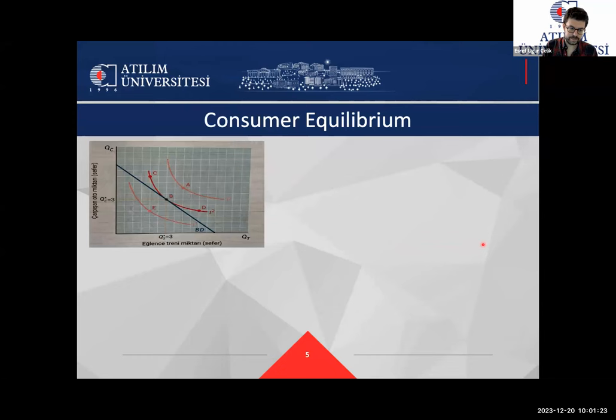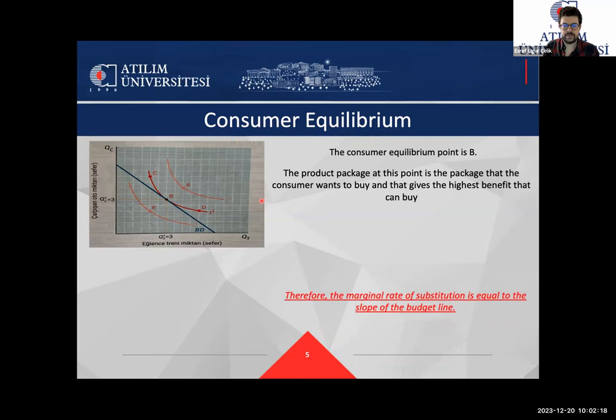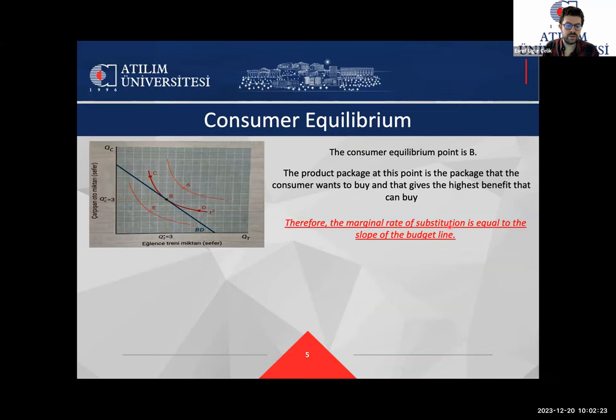In the previous slides, I said we choose A. But in real life, the budget restriction is there. This is the budget line. That budget line is drawn using that equation. So which points can you select? The tangent point of the budget line and the indifference curve. You see over there, point B is the tangent point of the budget line and indifference curve. That point is called consumer equilibrium, and it gives the highest or maximum utility. And at that point, the marginal rate of substitution and the slope of the budget line are equal.